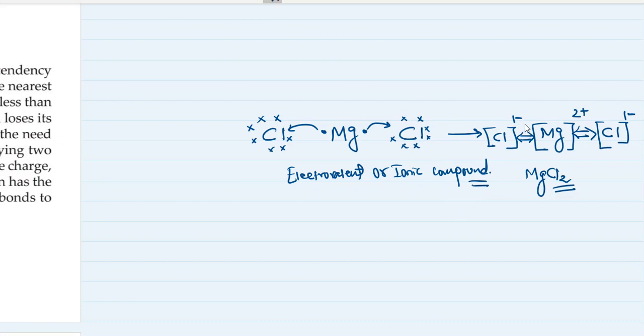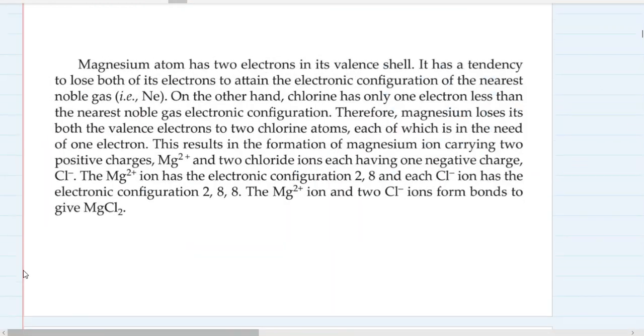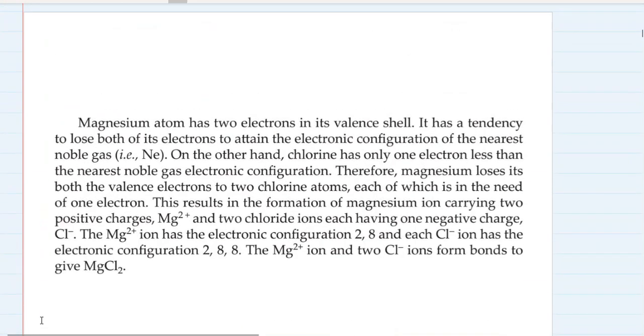You see these lines here between the ions of magnesium and chlorine. These are electrostatic forces of attraction. Between the respective ions of opposite charge there are electrostatic forces of attraction, from which this name has been given to this particular bond, that is electrovalent or ionic bond. And this compound is known as an electrovalent or ionic compound.